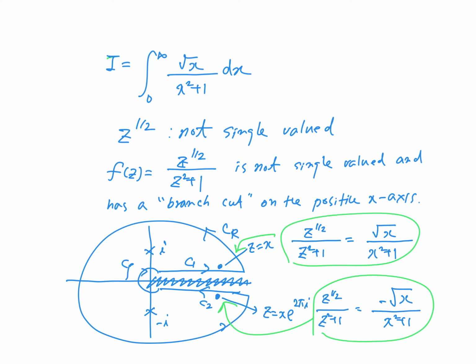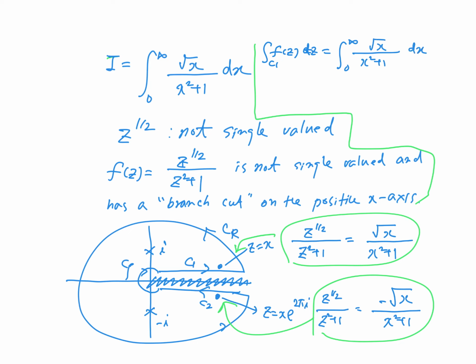So as a result, I may use this space as well. So as a result, on C1 it is the integral from 0 to infinity of root x over x squared plus 1 dx. On the other hand, C2 is what? C2 is coming from infinity to 0, right? Infinity to 0, x squared plus 1, but we have minus root x dx because of the branch, right?